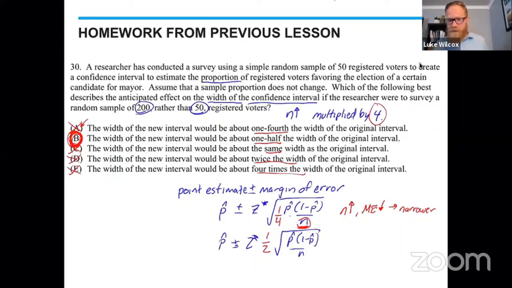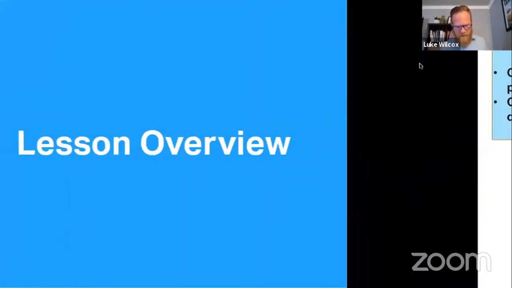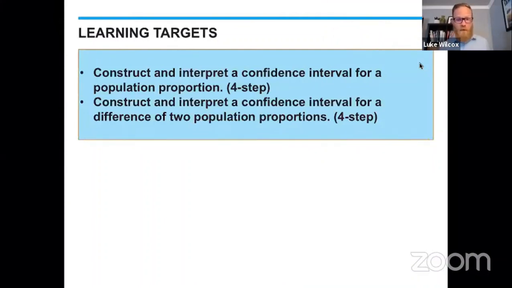I think we are now ready to jump into the new lesson for today. So the way that I typically go about this is I like to give you an overview just so that you know where we're headed in this particular lesson. And we've got 2 learning targets for today, both of which are about confidence intervals. So the first one says, construct and interpret a confidence interval for a population proportion. Okay, that's one proportion. Whereas learning target number 2 says construct and interpret a confidence interval for a difference of 2 population proportions.